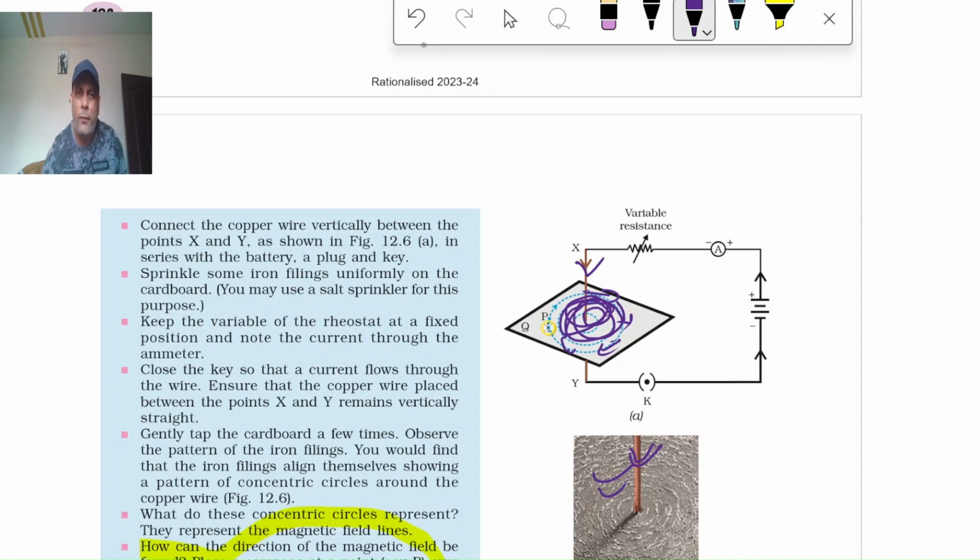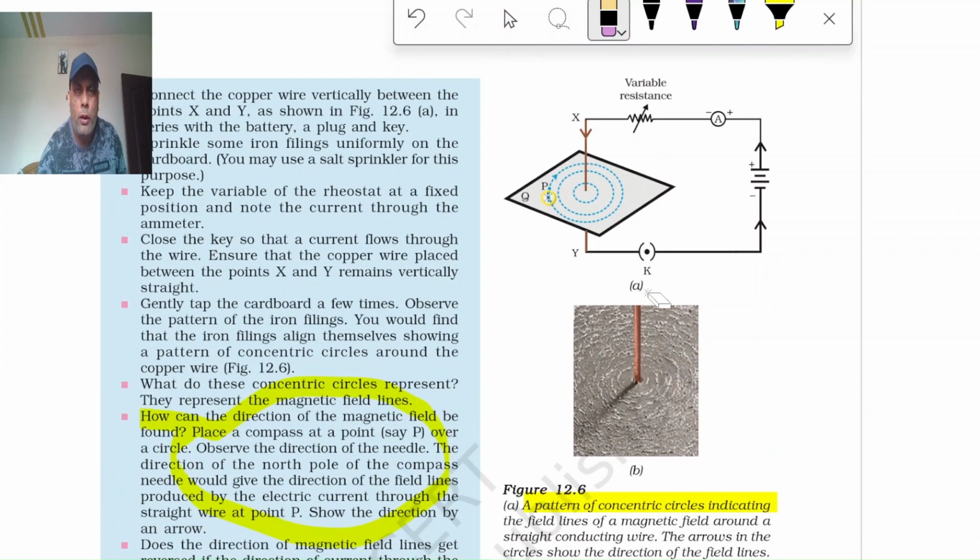So how will this magnetic field look? It is a very good concept, you should understand. The magnetic field will look like this circle.